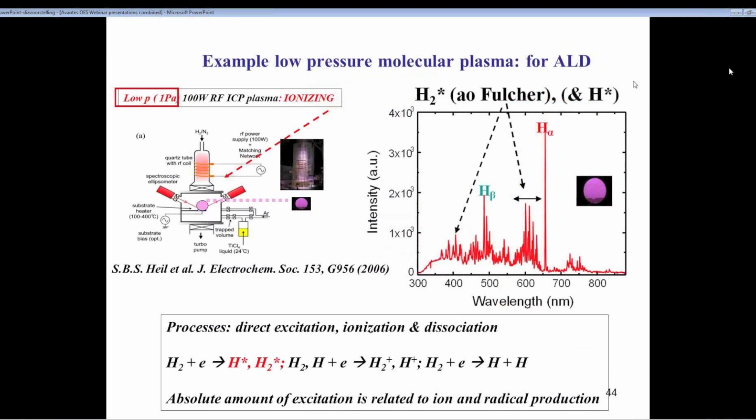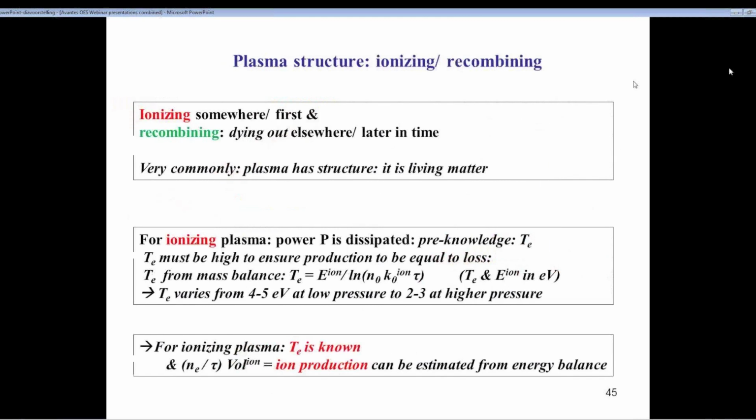And here one can see the spectrum in a hydrogen gas. One sees the H-alpha light and the H-beta light, which are indicated, which is the Balmer series for atomic hydrogen. One sees also the hydrogen molecule excited. It's the Fulcher and other bands in the system.